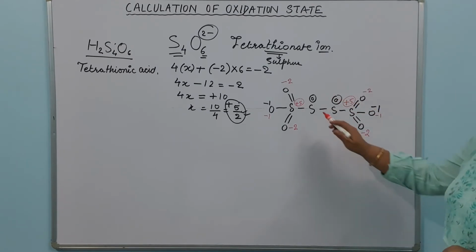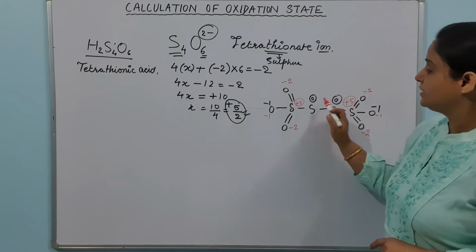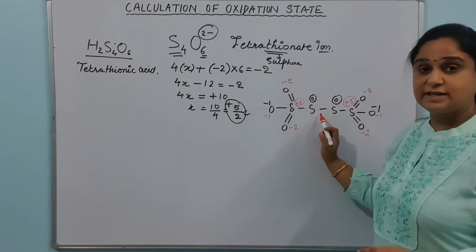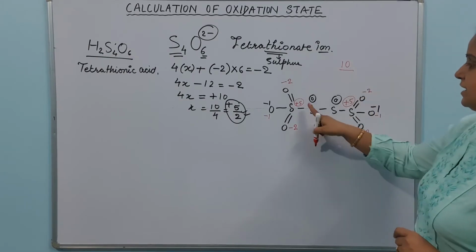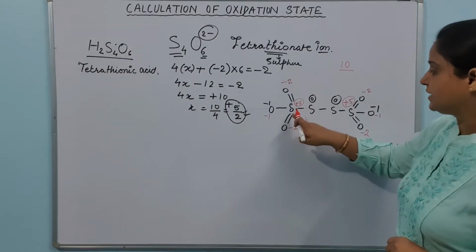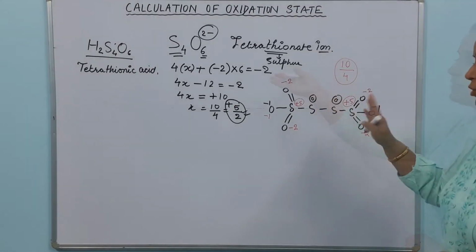So this way we will see that these two sulfur are at +5 oxidation state and these two sulfur are at 0 oxidation state, and that is why we are getting total oxidation state 10, 5 plus 5, and we are dividing them by 4 because there were 4 sulfur. So I hope it is clear now.